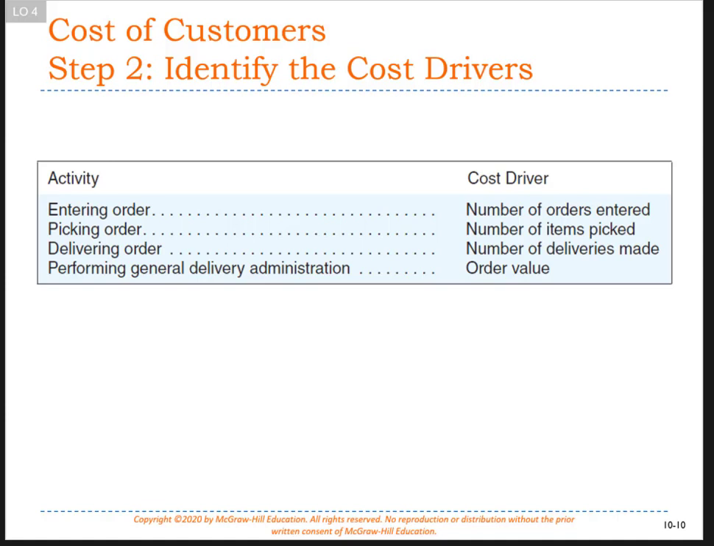So now we're talking about if there's a single order, but it has lots of items, it would take more time to pick than if it just had one item. And then delivering the order is based on how many times we actually have to go out and deliver. So if we can deliver more things in one delivery, then obviously our cost driver, number of deliveries made, is going to go down. Okay? And then there's just the part of it that can be based on the value of the order.